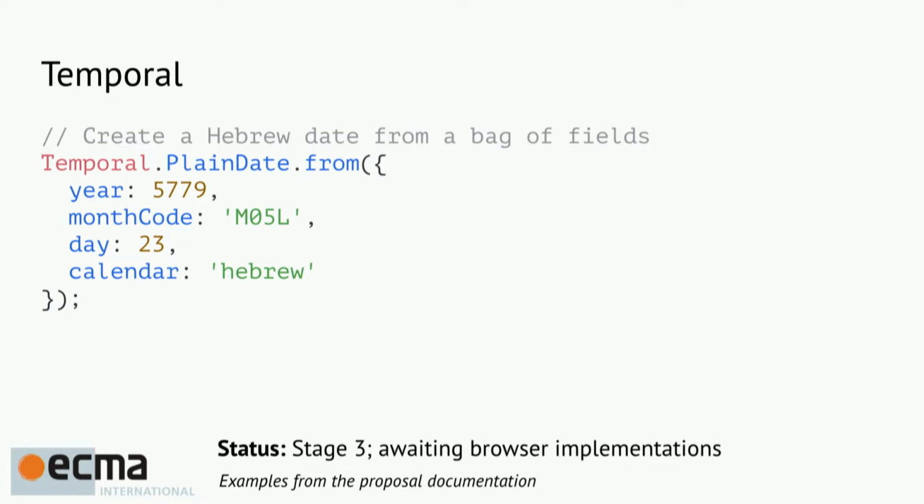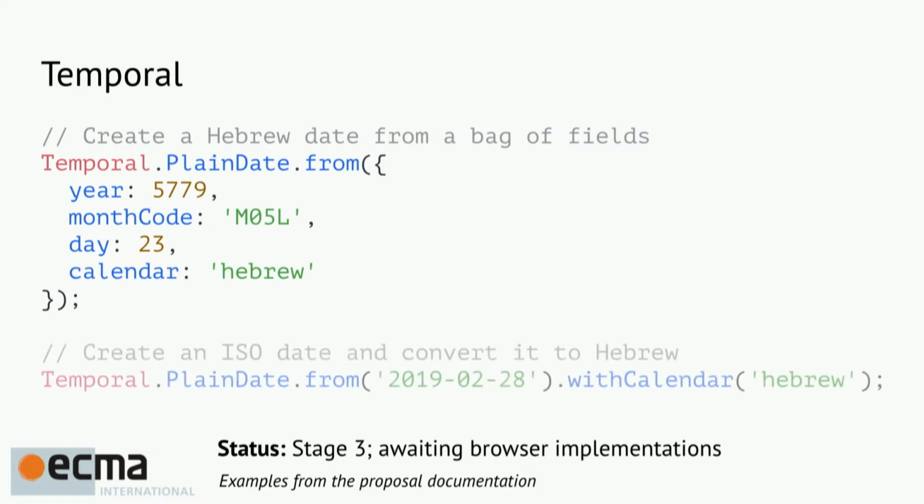This is not an ECMA-402 proposal. This is a TC39 proposal, but we've been working very closely with them to make sure that we have our support for non-Gregorian calendars. This is an example of the API for creating a Hebrew date, and we also support conversion to and from the ISO calendar as well for dates. So I'm super excited that we'll be able to use this feature very soon.